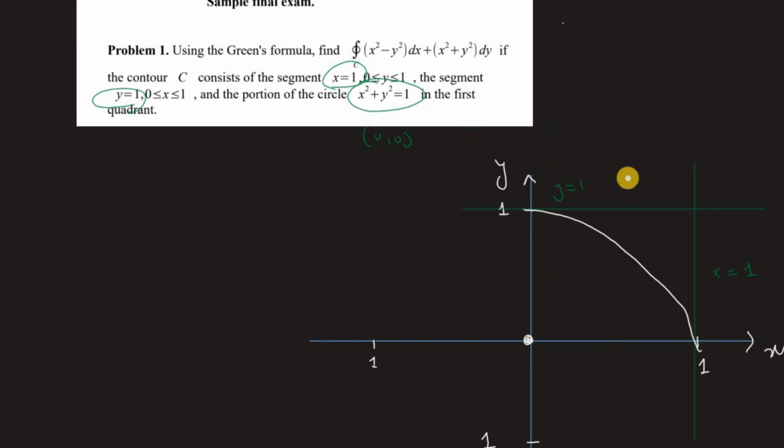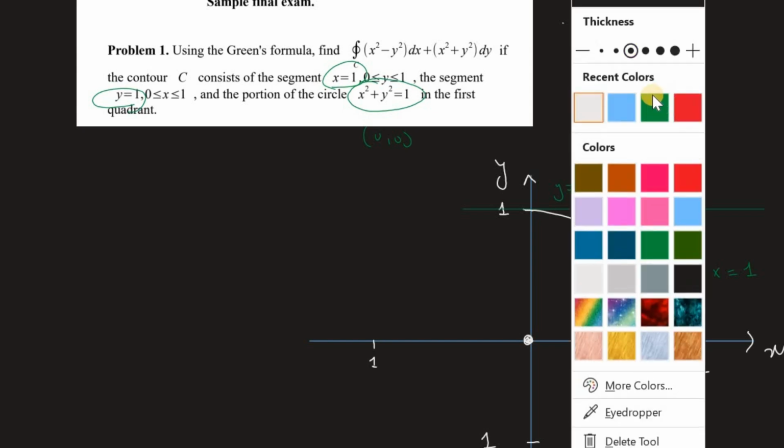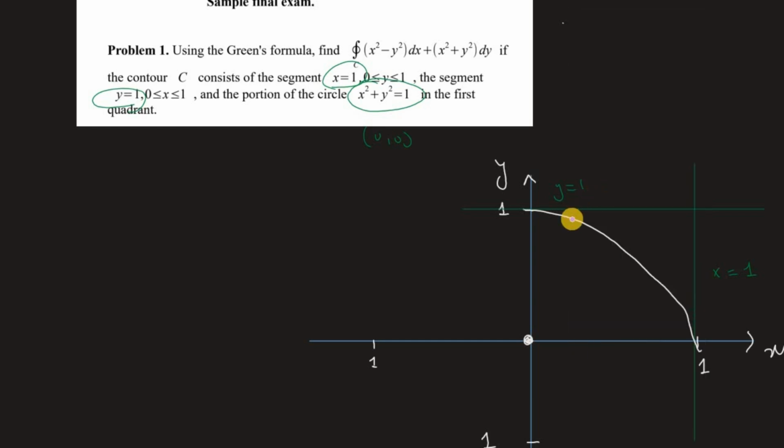So then this means this is your region, right? This is the intersection of your region. So this is the one that you're going to use in order to find the Green's theorem. Okay, next.